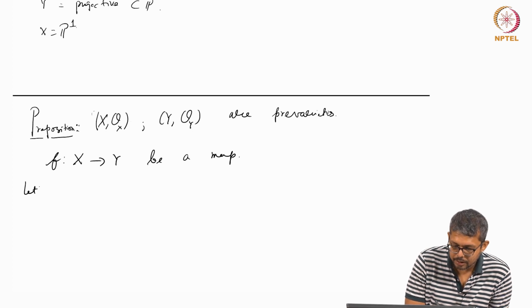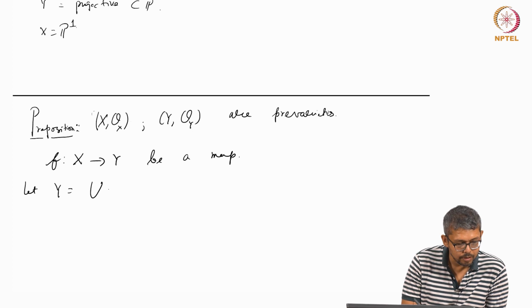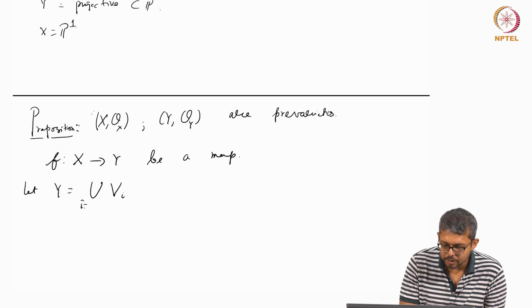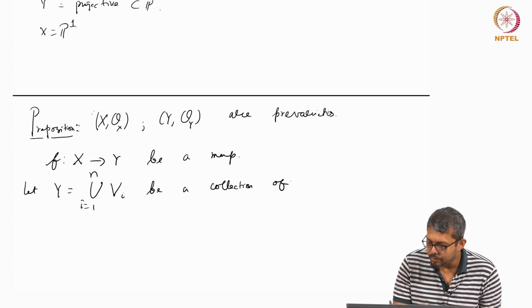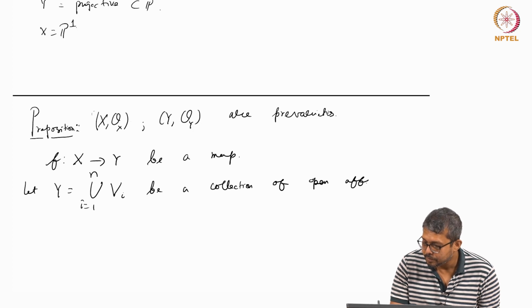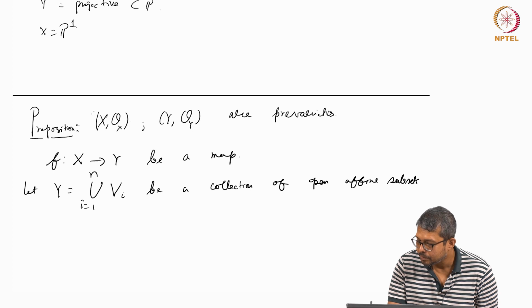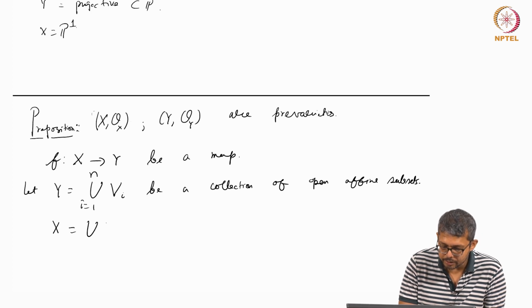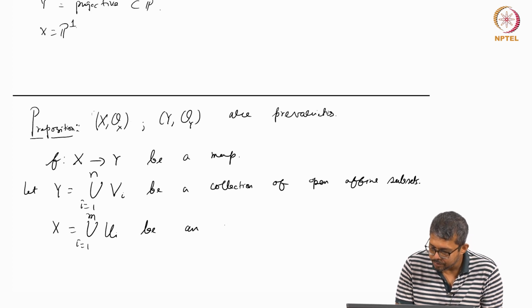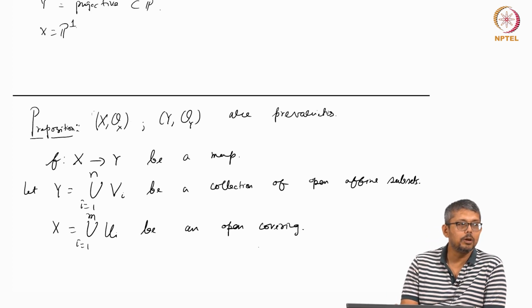So Y is a pre-variety. Let Y = union of V_i, i equal to 1 to n, be a collection of open affine subsets, and X you can write as union of U_i, i equal to say 1 to m, a finite open covering, need not be an affine cover. It's a topological space, so open covering makes sense.